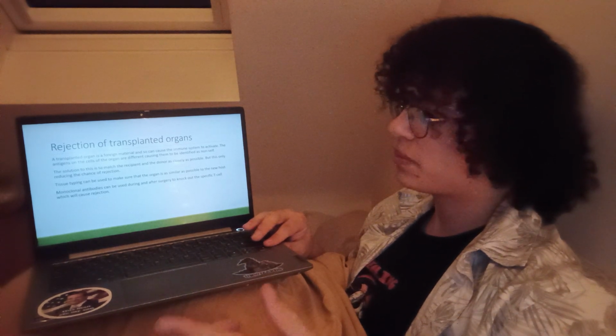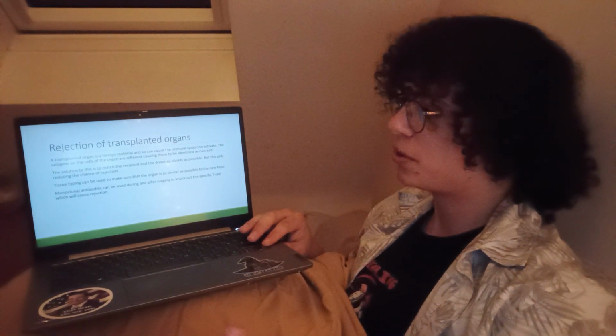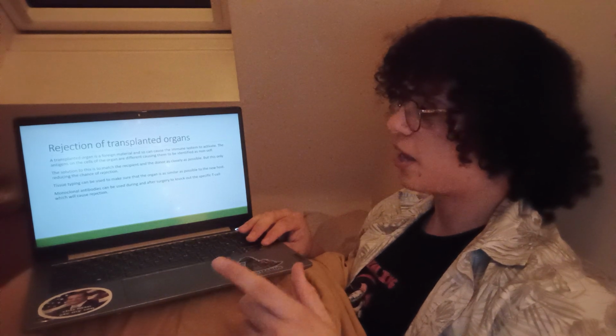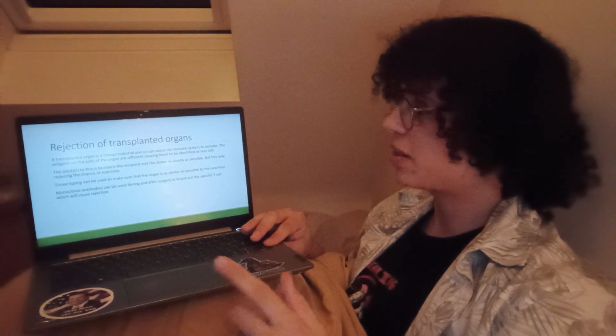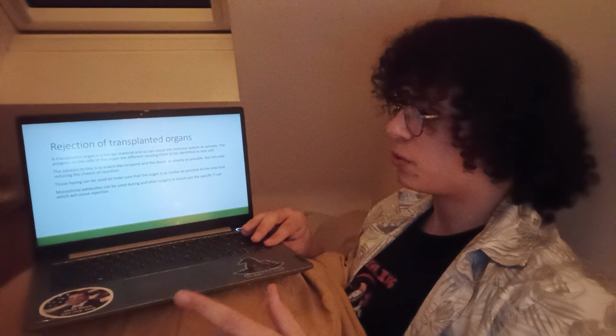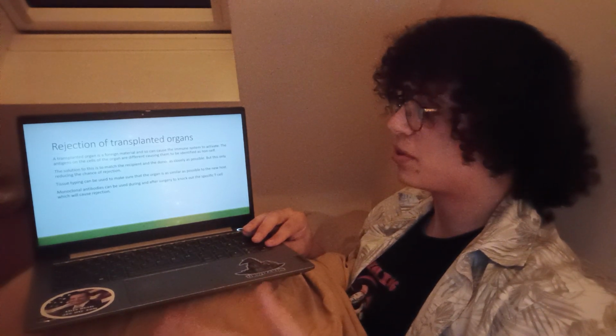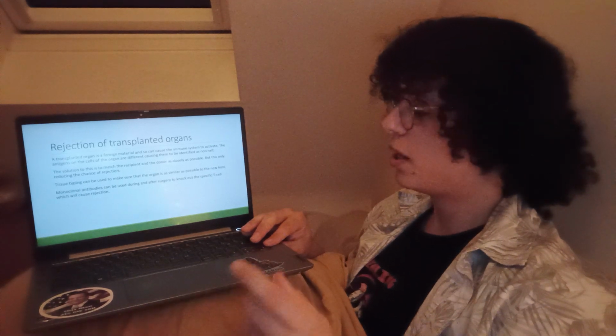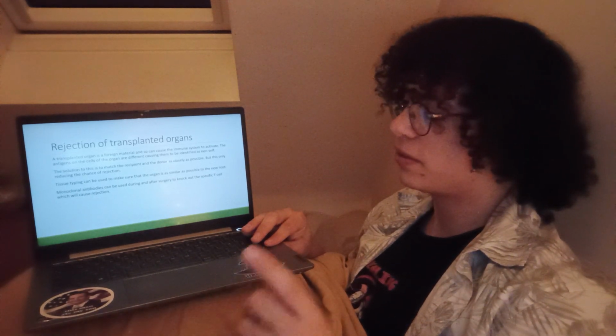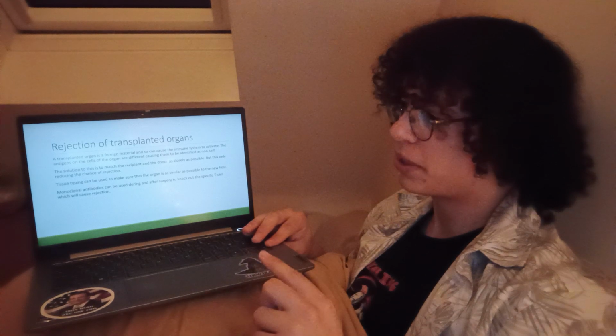Rejection of transplanted organs. A transplanted organ is a foreign material, as that's the nature of it, so it can cause the immune system to activate. The antigens on the cells of the organ are different, causing them to be identified as non-self. The solution to this is to match the recipient to the donor as closely as possible, but this only reduces the chance of rejection, not eliminate it completely.